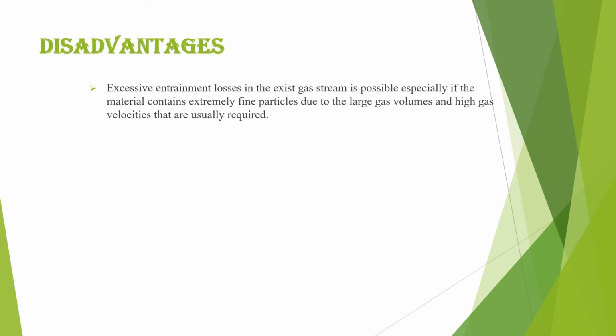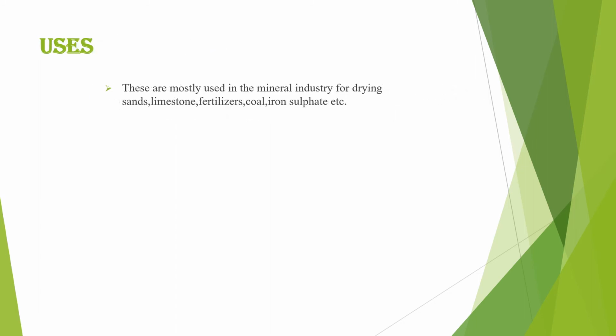Another disadvantage is that excessive entrainment losses in the gas stream are possible, especially if the material contains extremely fine particles. Due to the large gas volumes and the high gas velocities, these are usually required. Coming to its uses, these are mostly used in mineral industries, for drying sands, stones, different fertilizers, coal, iron sulfate, etc.